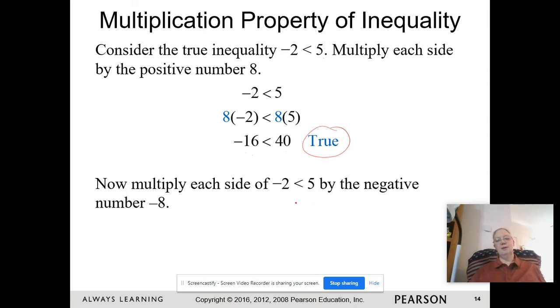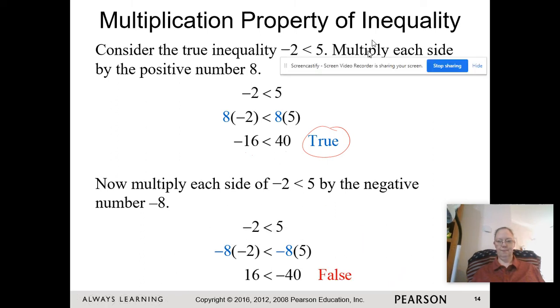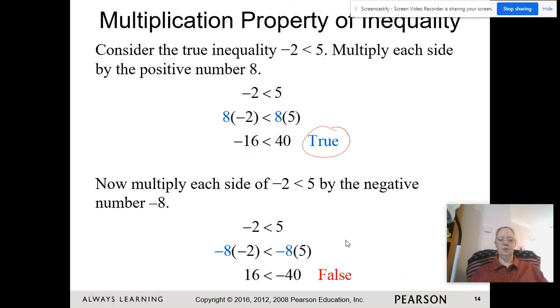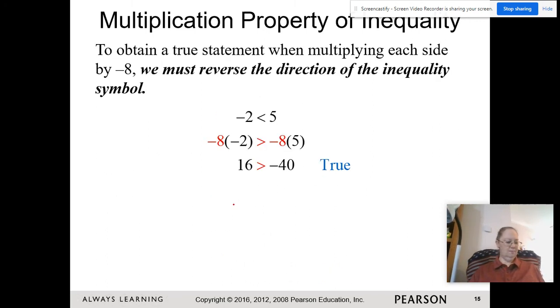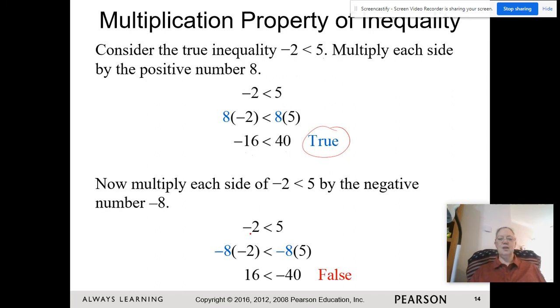But the problem comes when we multiply by a negative number. So in this case, I have this in the way. Hold on. Let me move it. So in this case, I still have my... Okay, so negative 2 is less than 5.